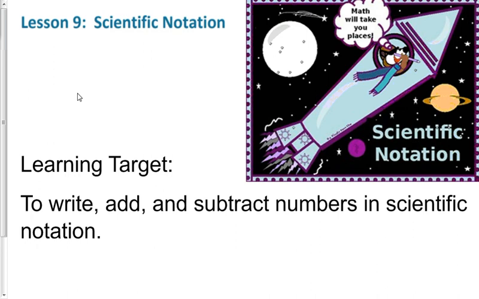That was that little bear in the picture blasting off, showing you that math will take you places. But in all reality, what we're going to talk about today is scientific notation. Talking a little bit about how you can take really big numbers, like the distance from here to the moon, and make them into a more reasonable format so that you don't have to write out really long numbers. That's called scientific notation. Our goal today is to write, add, and subtract numbers in scientific notation.